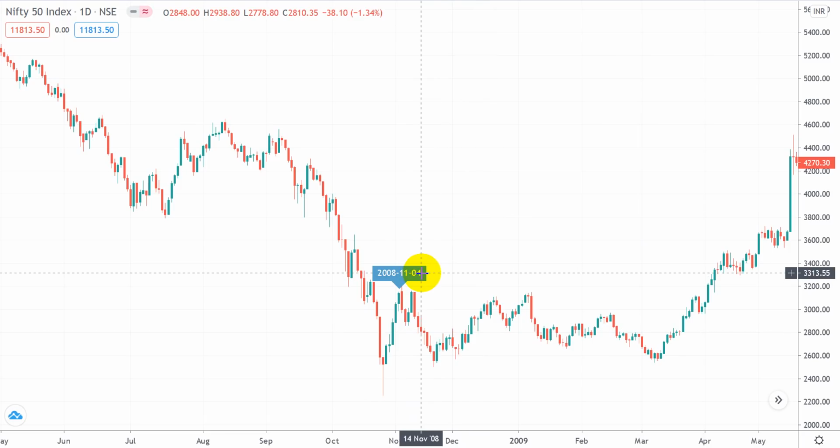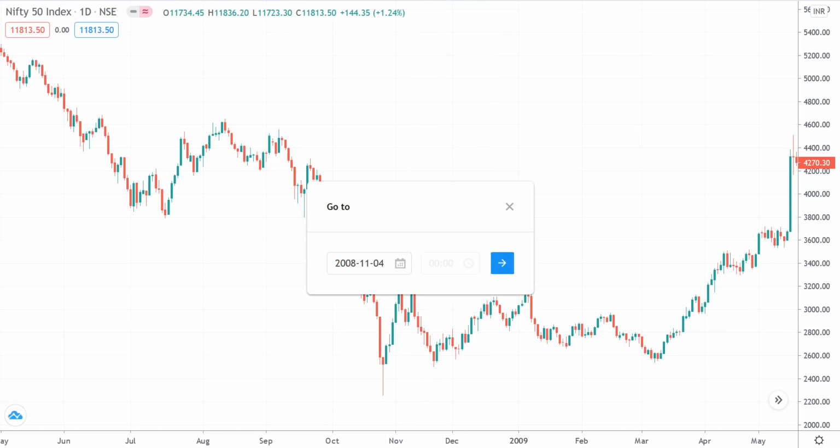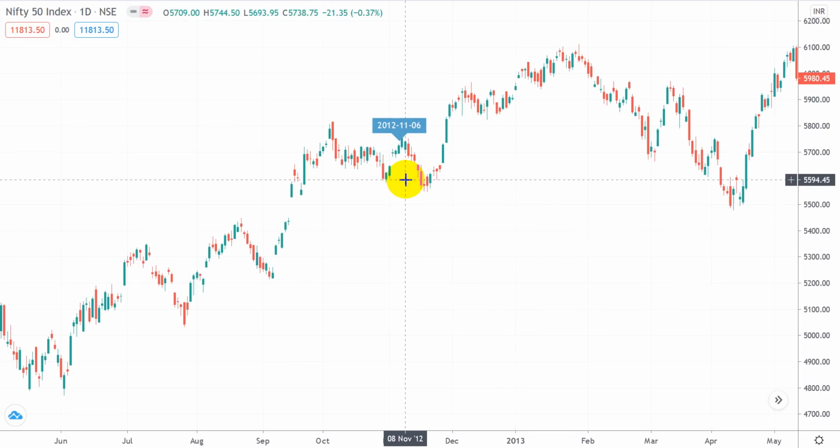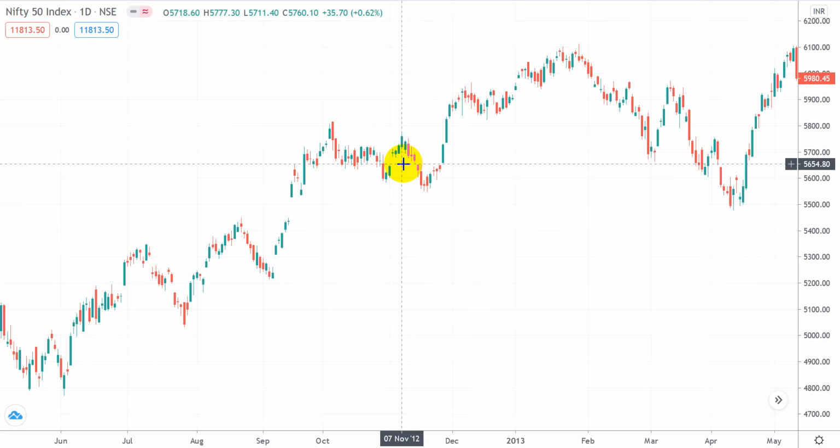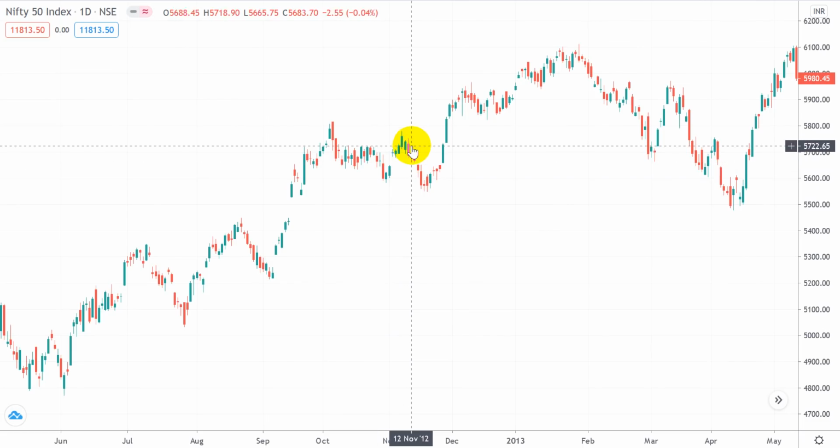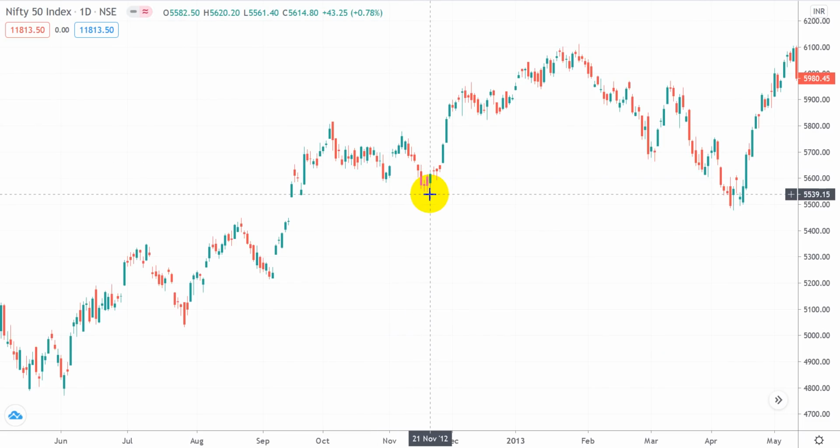So let's go and check 2012, November 6, when the results were declared. And our market will react on the 7th. Again, you see, the top was made on the 7th. From there, the low was breached, and a good sustained downtrend was observed.